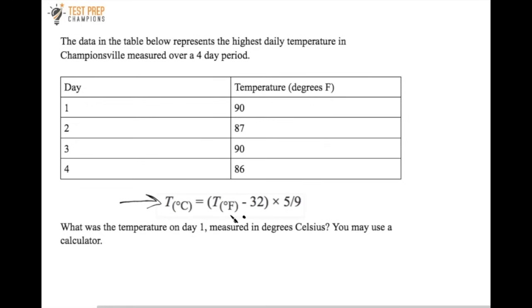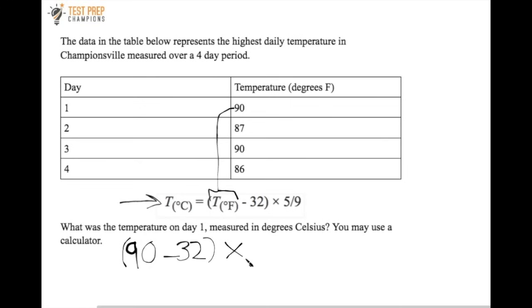So first, let me show you how to do it with the formula here. Basically, we just take the value from day 1, which is 90, and substitute it into the formula in place of temperature Fahrenheit. So temperature Celsius equals, let me rewrite this with 90 in place of temperature Fahrenheit. I have, let me keep my parentheses here, 90 minus 32, times 5 over 9.